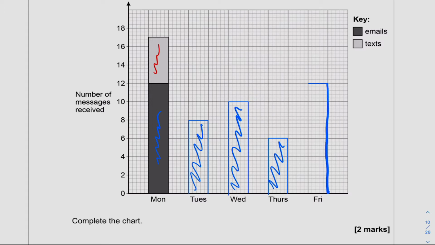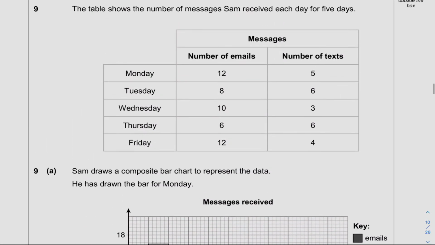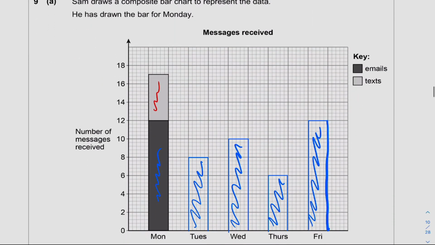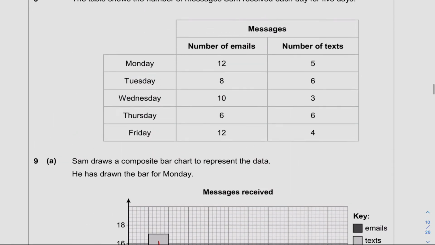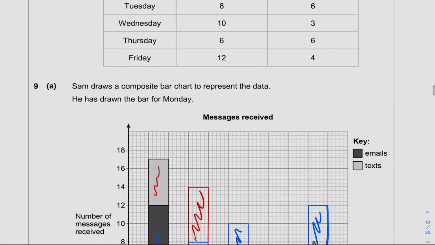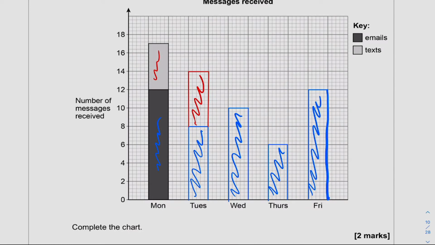So now all we have to do is complete the number of texts. So on Tuesday he received 6, and then Wednesday was 3. So we go up 6 places from where we left off. So 8 plus 6 is 14, so we go up to 14. And again, we'll just shade this in really quickly. And then the next day I think was 3. Yep, so 3. So we go up 3 places. So we go to 13.